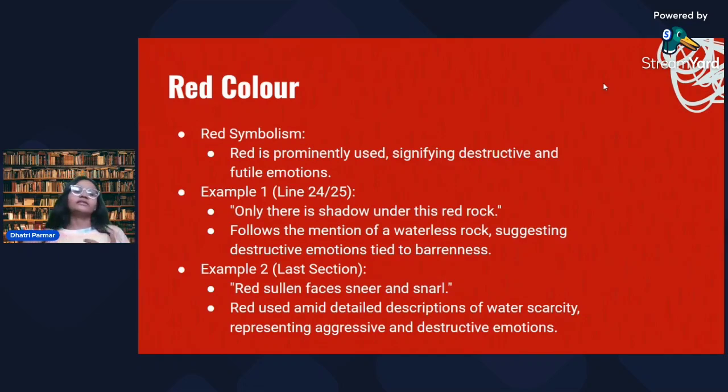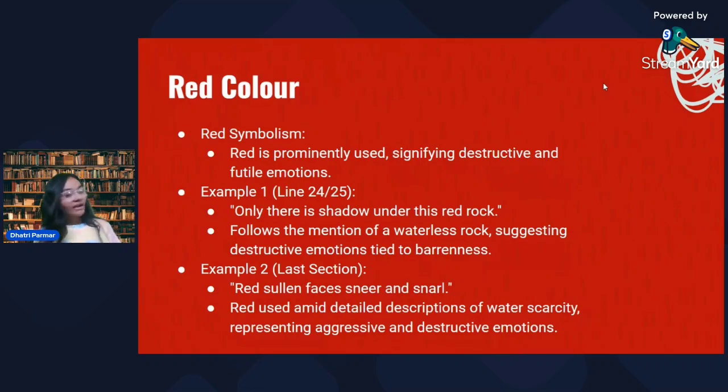Let's see the red color first. Red symbolism: red is prominently used, signifying destructive and futile emotion. It is used from the very first part of The Waste Land. An example is in lines 24-25: "Only there is shadow under this red rock," which follows the mention of waterless rock, suggesting the destructive emotion tied to barrenness. While the red rocks are described, there is no water on the land. Basically, this directly connects with the theme of spiritual degradation, like the land is total waste and there is no water, no kind of humanity there.